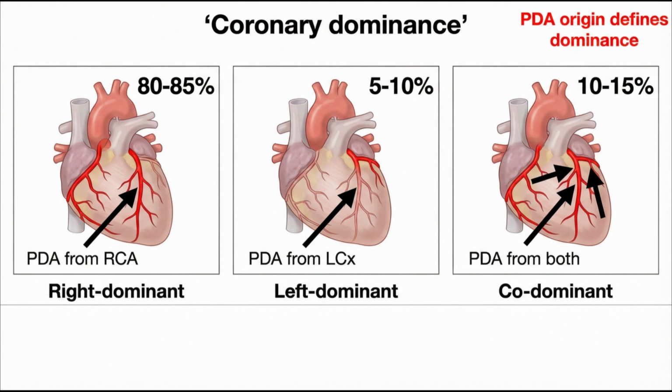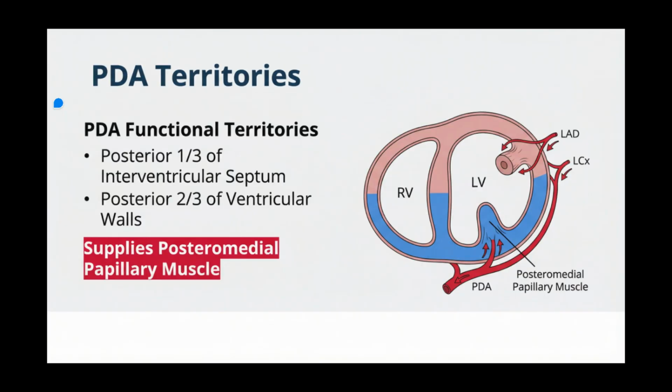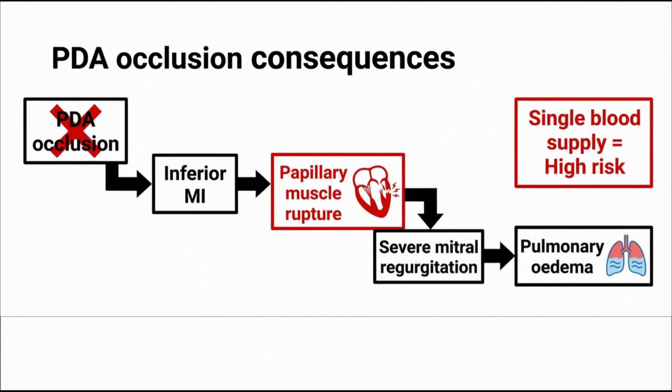The PDA supplies the posterior 1/3 of the interventricular septum, the posterior 2/3 of the ventricular walls, and the posteromedial papillary muscle. Occlusion of the PDA can have several critical consequences. In right dominant circulation, it causes an inferior myocardial infarction. Because the posteromedial papillary muscle has a single blood supply, PDA occlusion can result in acute papillary muscle rupture, leading to sudden, severe mitral regurgitation and pulmonary edema.